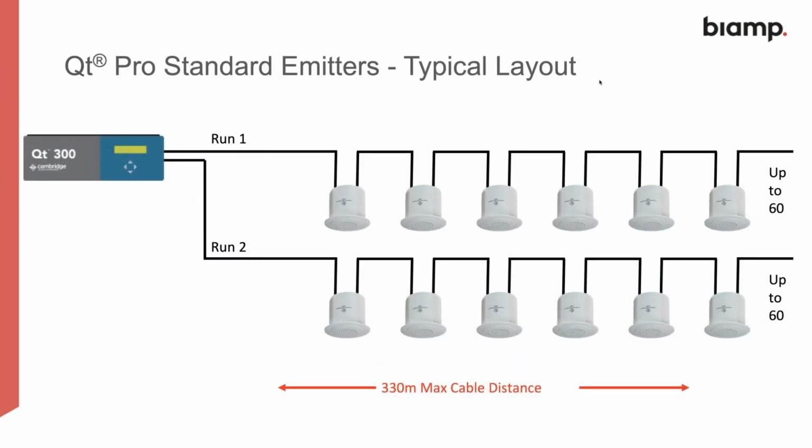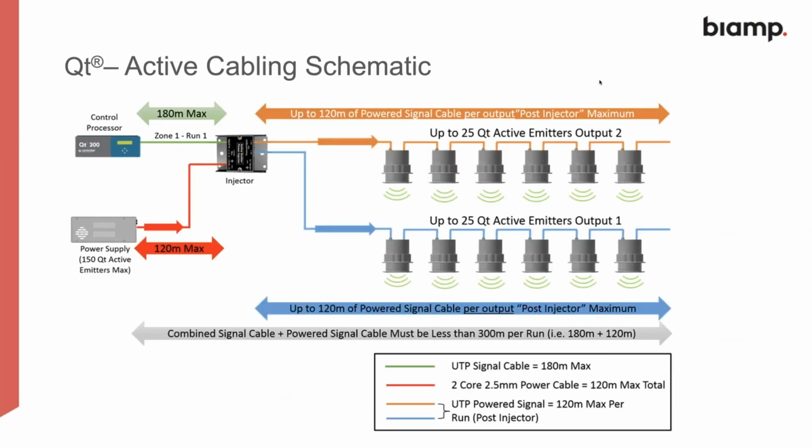A typical layout, for example, of a QT300 might be something like this here, where we've got a maximum cable distance of 330 meters. We've got them across 2 runs, again, where we loop from one emitter to the other. In the active cabling schematic, where we have the power injector and power supply on the left-hand side, you'll see some distances there as well, of 180 meters maximum between the control processor and the injector, and the power supply can be 120 meters maximum from the injector. Normally, you would put the QT300 in an IT or audiovisual systems rack, something like that. And the diagram on the right-hand side shows you how many emitters you can have on each output, as well as the types of signal cable that you use at the bottom of the picture there.